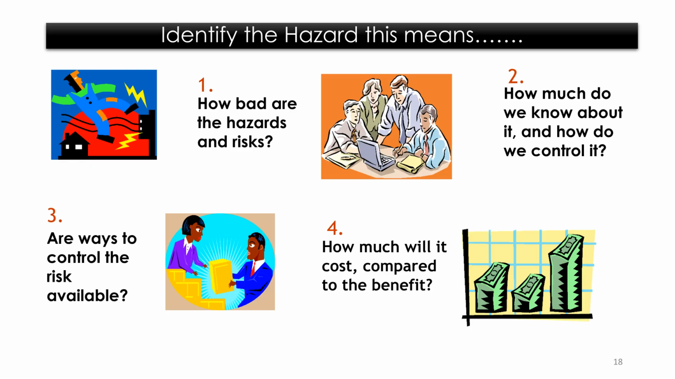Identifying the hazard involves 4 key questions. How bad are the hazards and risks? How much do we know about controlling them? Are available ways to control the risk available? And finally, what is the cost compared to the benefit of control?